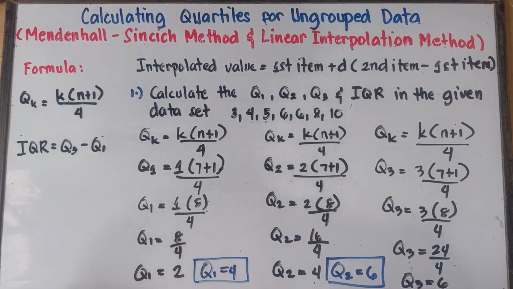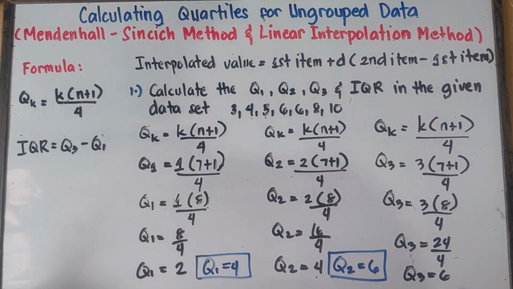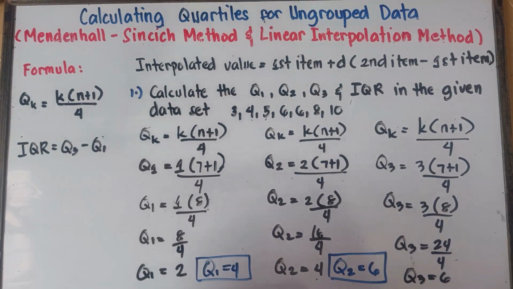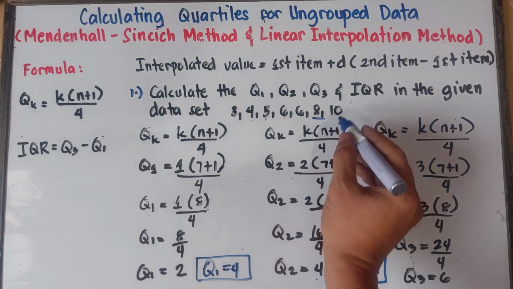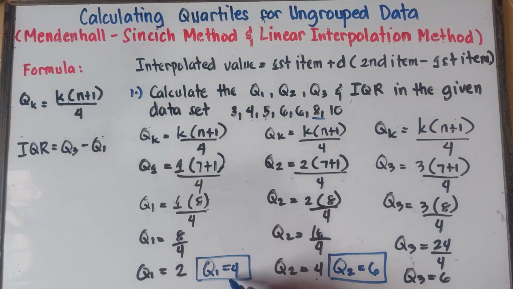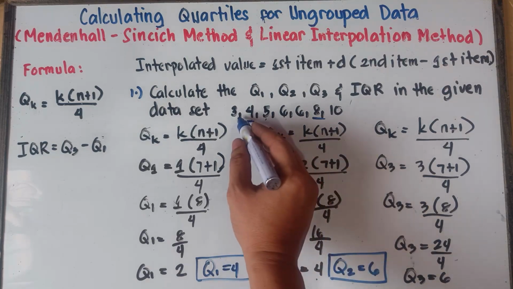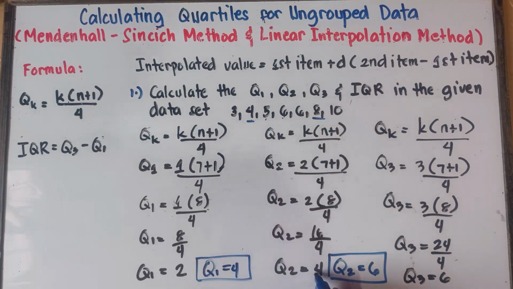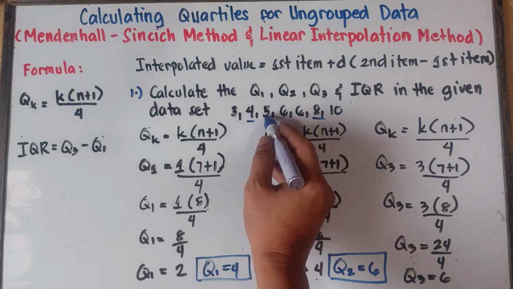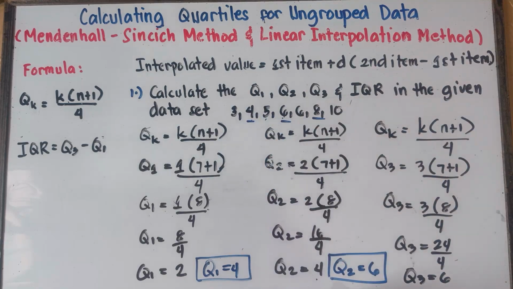Therefore, quartile 3 would be on the 6th position. So where's that one, class? 1, 2, 3, 4, 5, and then 6. This one right here. So a while ago, the 2nd position for quartile 1 was 4. The 4th position for quartile 2 would be 6. And then quartile 3, that would be 6th position, that would be 8. So therefore, quartile 3 is 8.